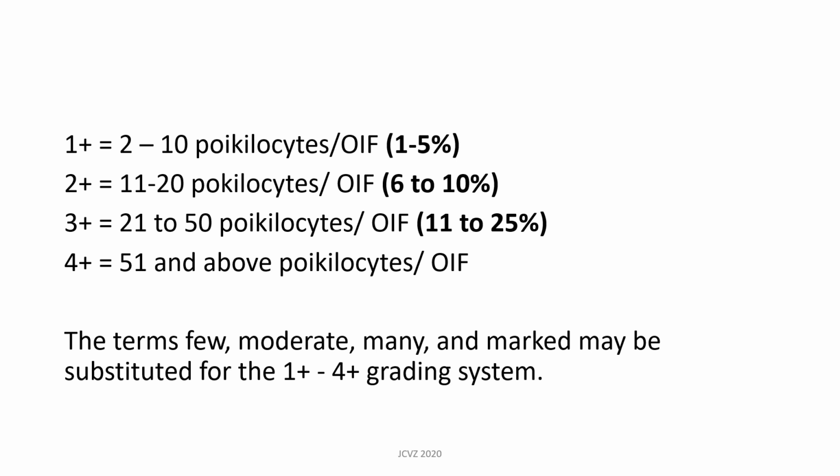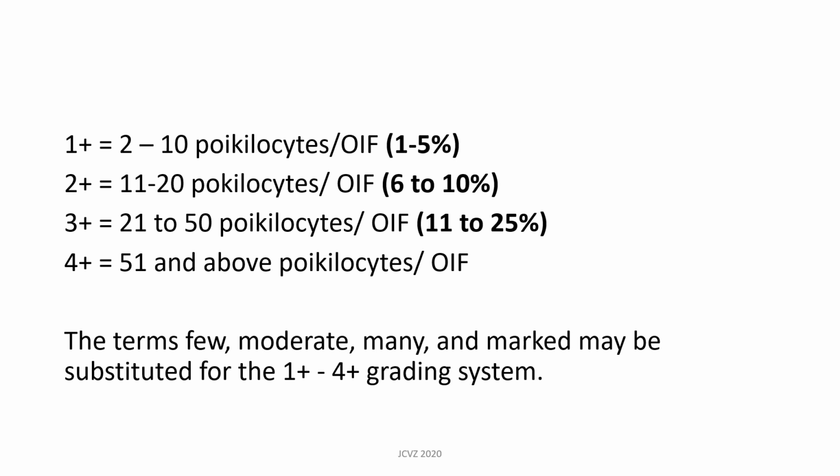So if your average is within the range of 2 to 10, then you get a grade of 1 plus for the degree of poikilocytosis. If the average count of poikilocytes is within 11 to 20, you have a grade of 2 plus. If the average is within 21 to 50, that is a 3 plus. And if the average of poikilocytes in 10 oil immersion fields is 51 and above, you have a grade of 4 plus.